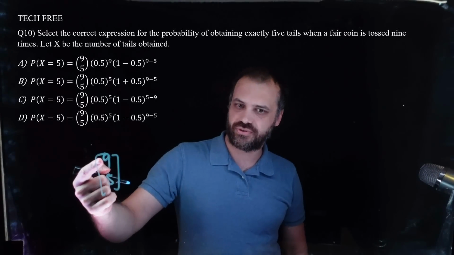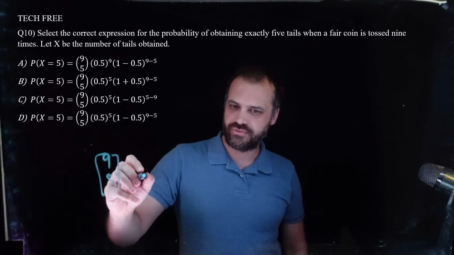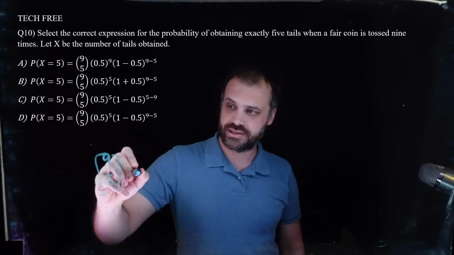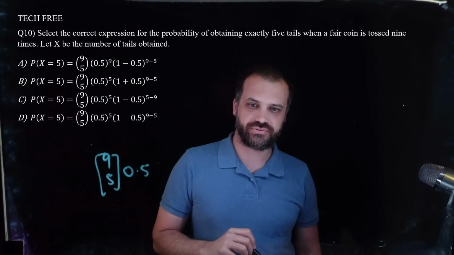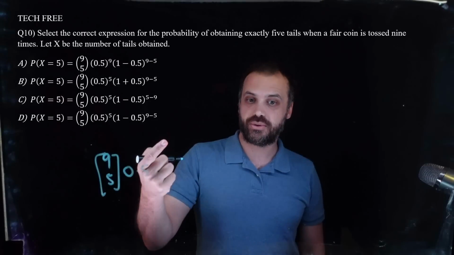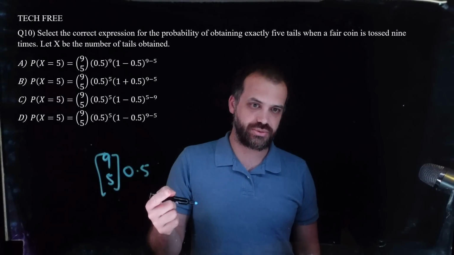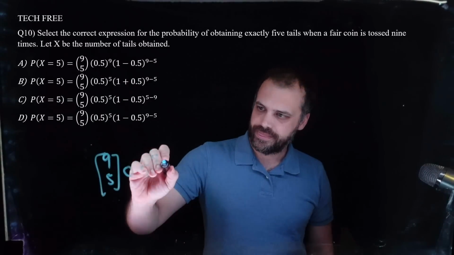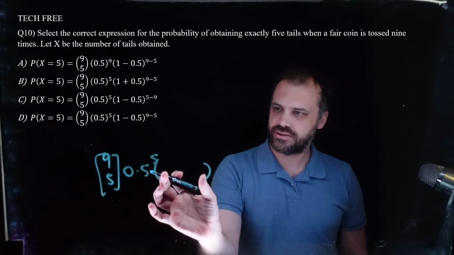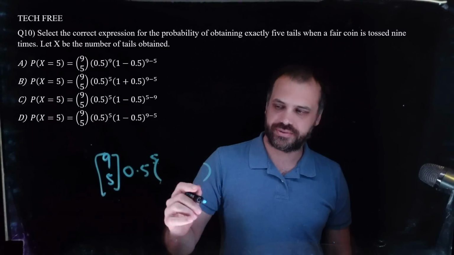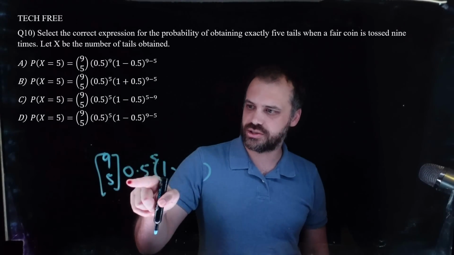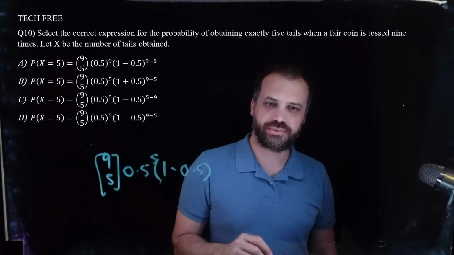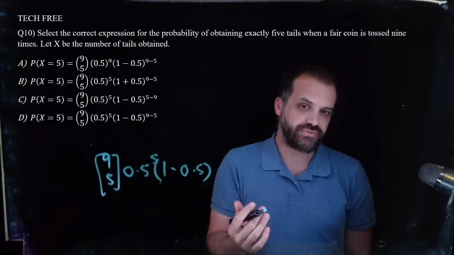5 successes from 9. The next part of our formula should be the probability of success, 0.5, to the power of the number of successes you would like to have. So I would like to have 5 successes. The next part here, this whole bracket, is the probability of failure, right? So it's 1 minus the probability of success, 0.5, which just happens to also be 0.5.